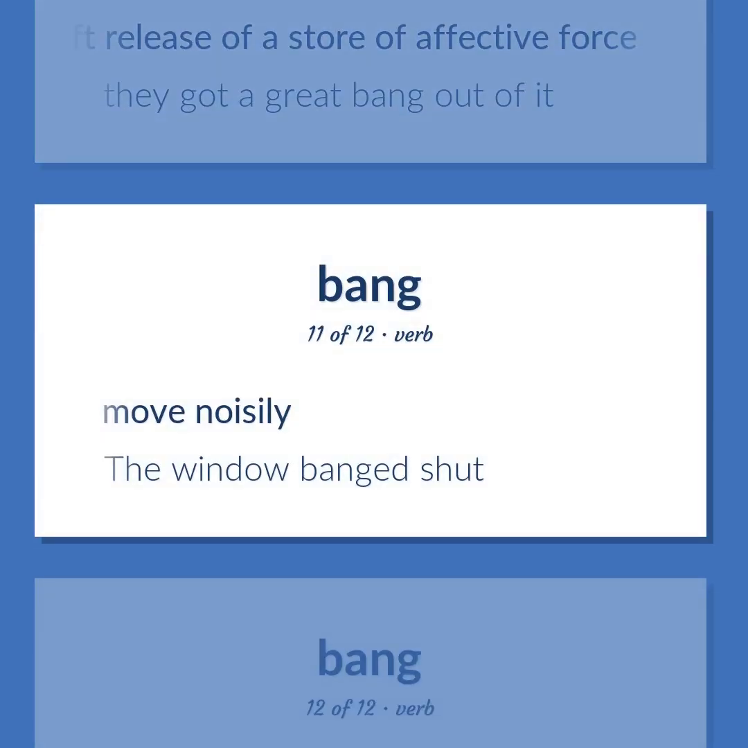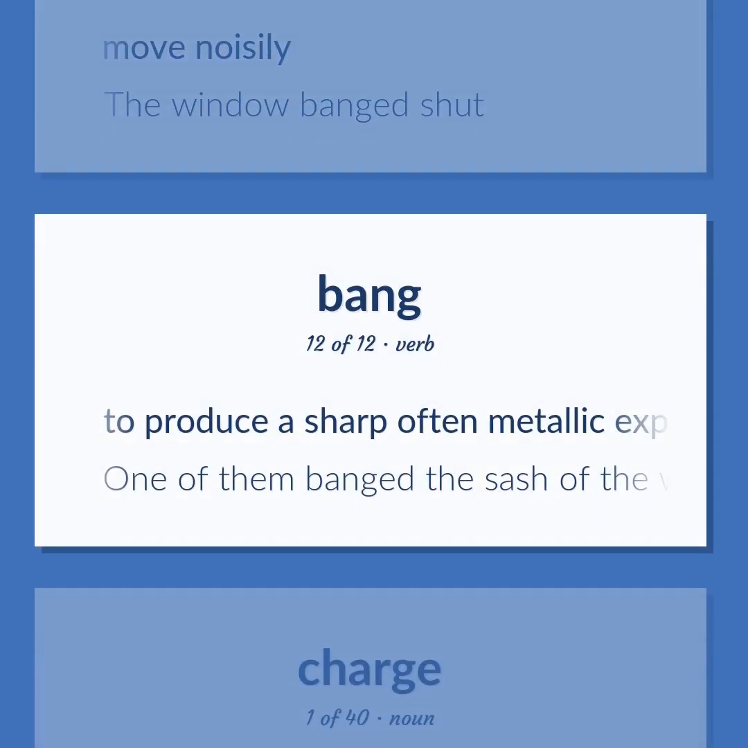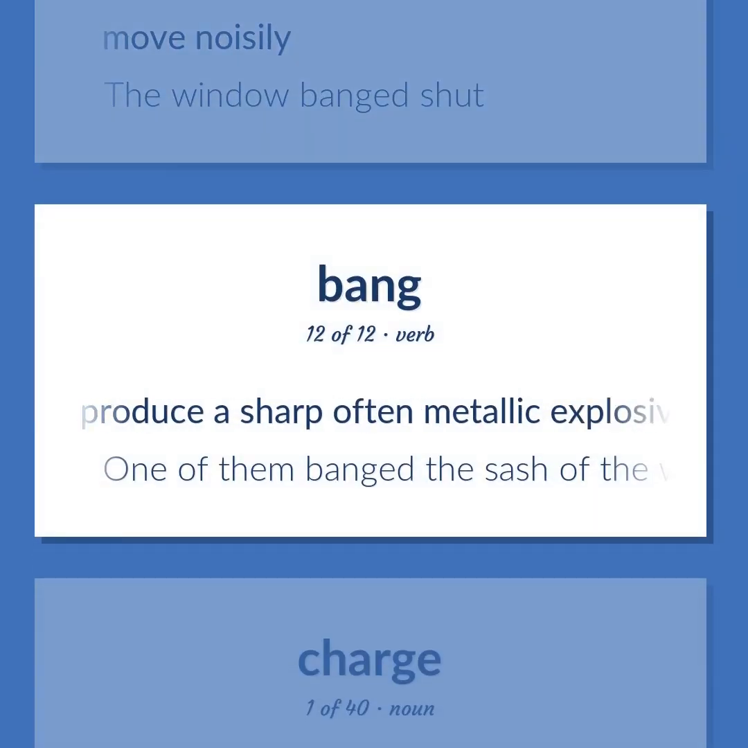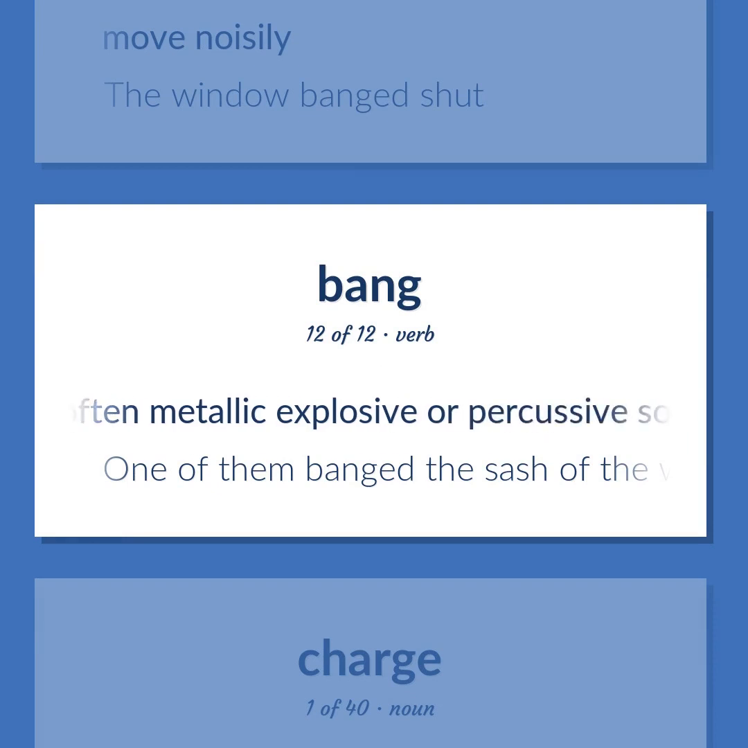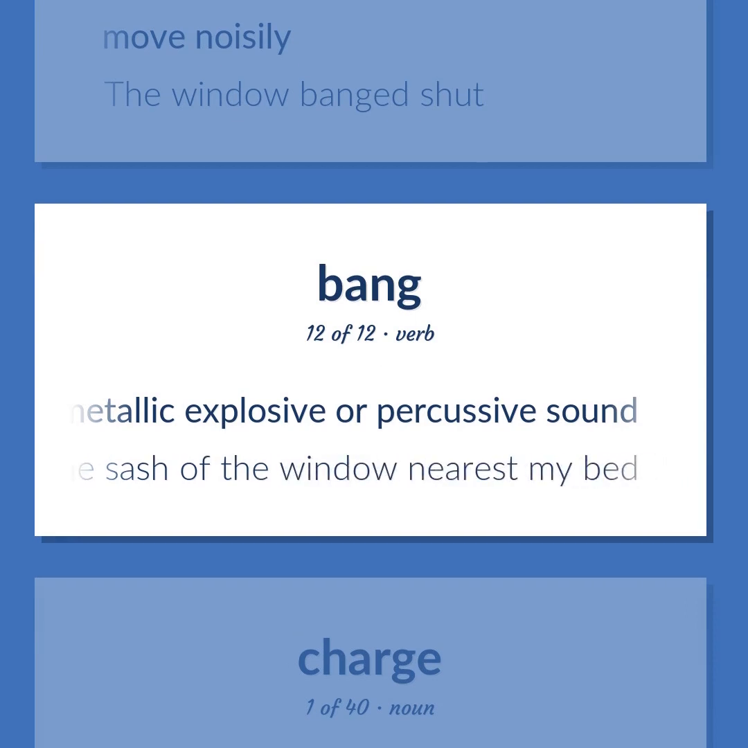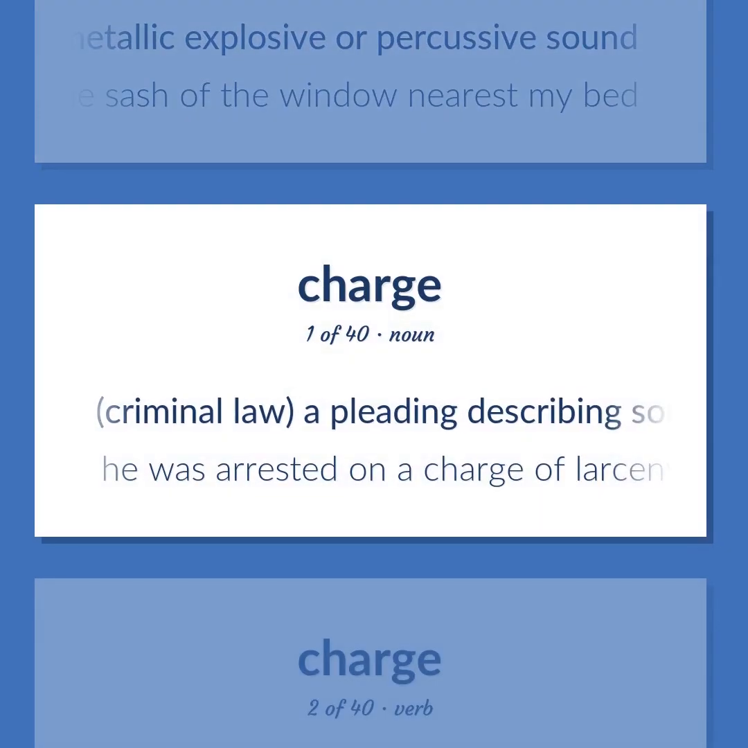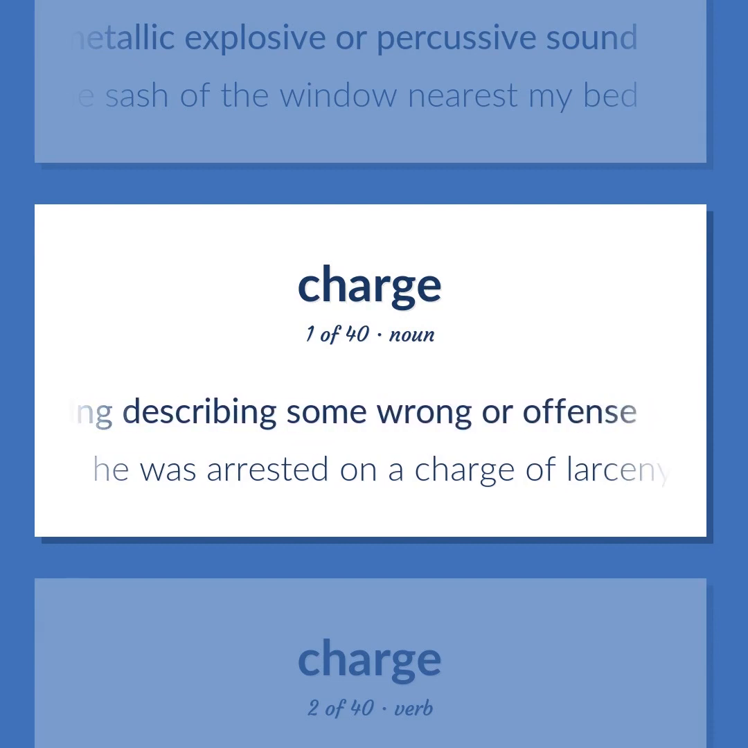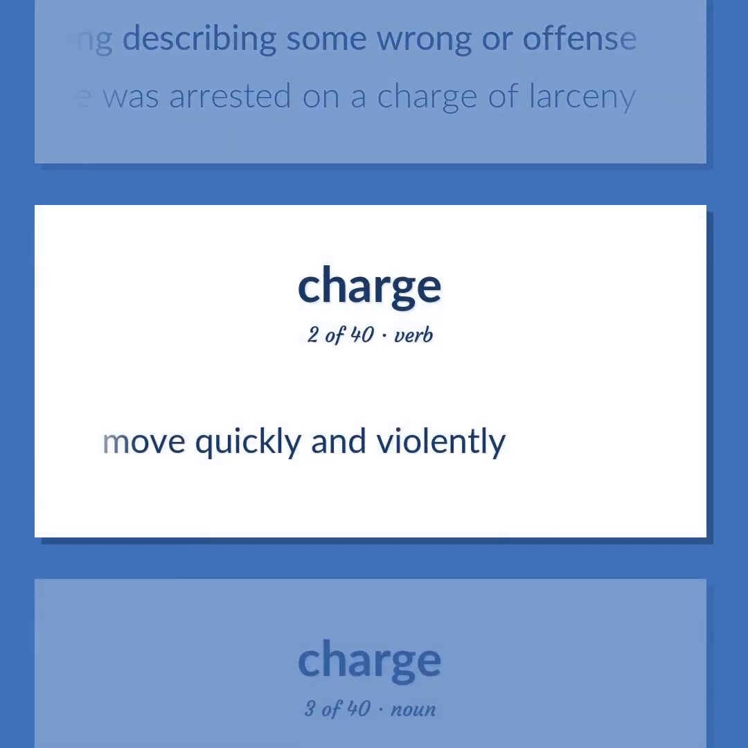Move noisily. The window banged shut. To produce a sharp, often metallic explosive or percussive sound. One of them banged the sash of the window nearest my bed. Criminal law. A pleading describing some wrong or offense. He was arrested on a charge of larceny. Move quickly and violently.